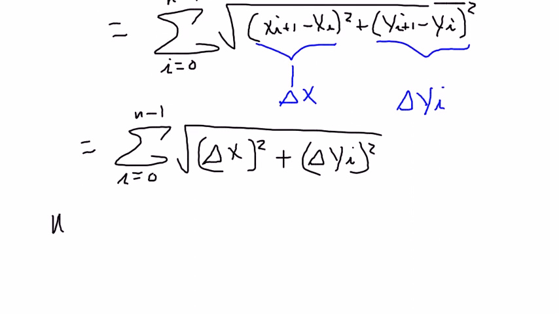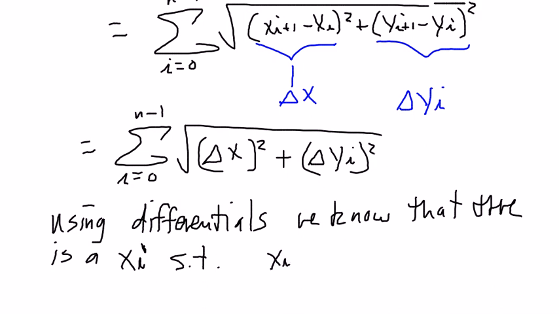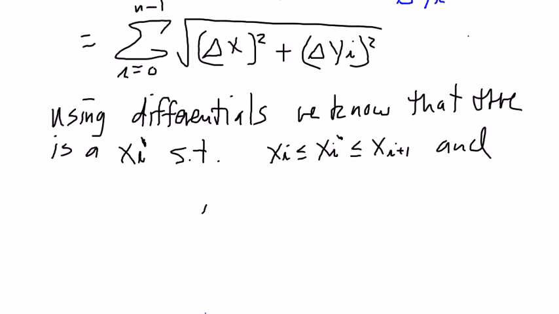Now, using differentials and the mean value theorem, we know that there is a xi star such that xi is less than or equal to xi star, which is less than or equal to xi plus 1, okay, and that delta yi is identically equal to f prime at that xi star times delta x, okay, which is important because now we're starting to get like terms.